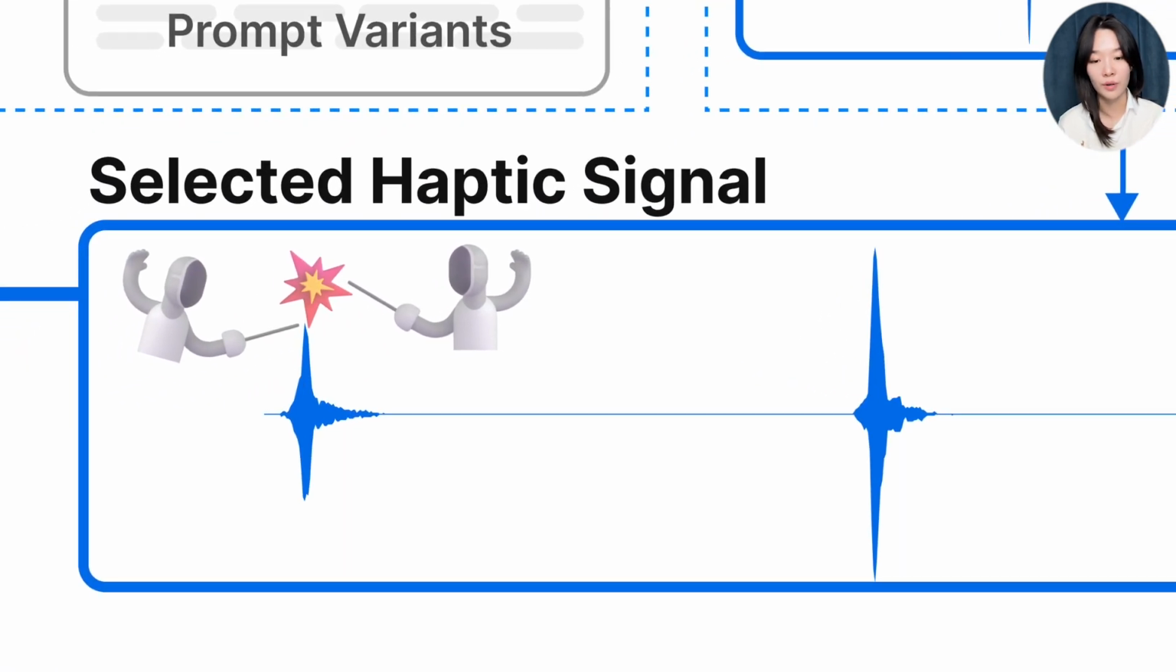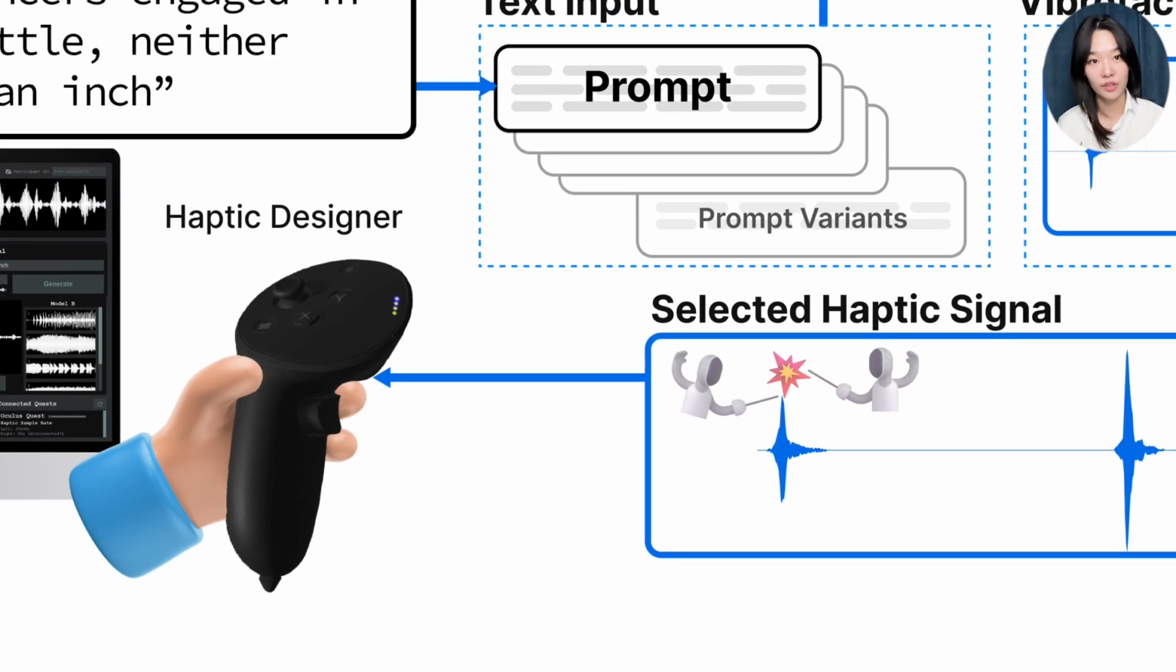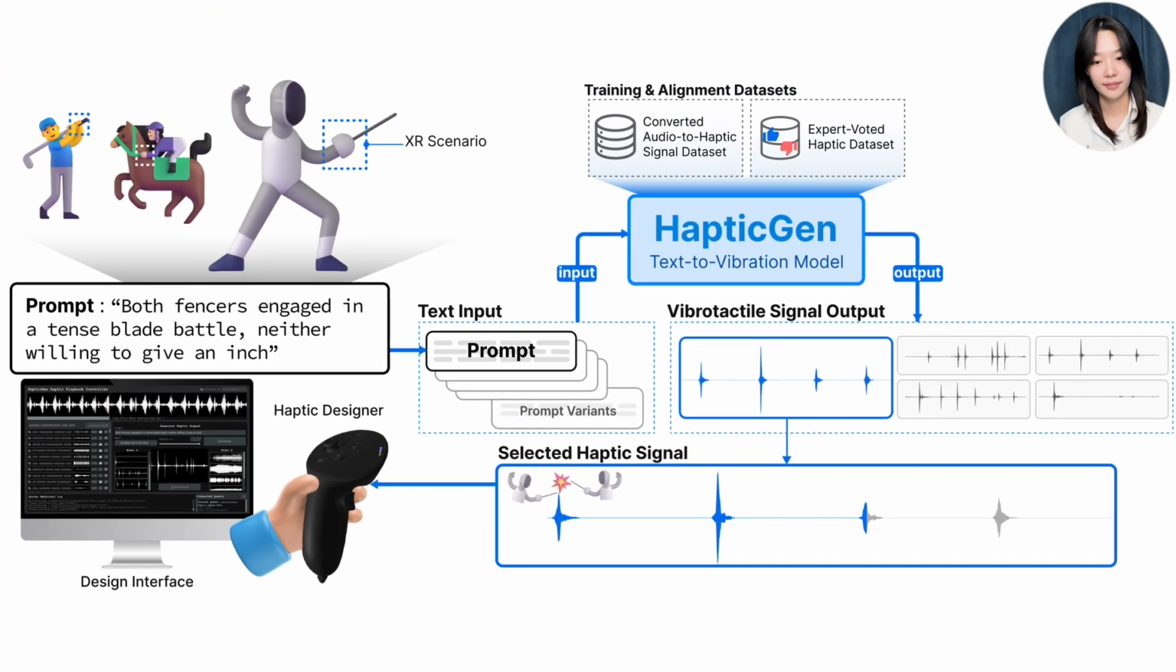You might quickly browse through the generated haptic signals, select them, and play them back on VR controllers. And once you're satisfied, you can export these signals to various XR scenarios. This rapid loop helps users quickly explore lots of ideas.